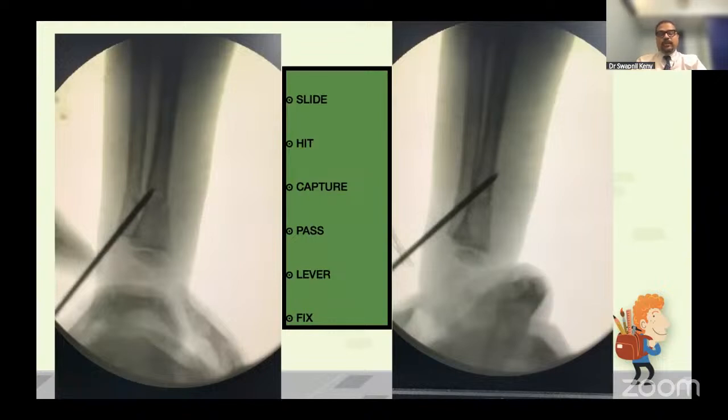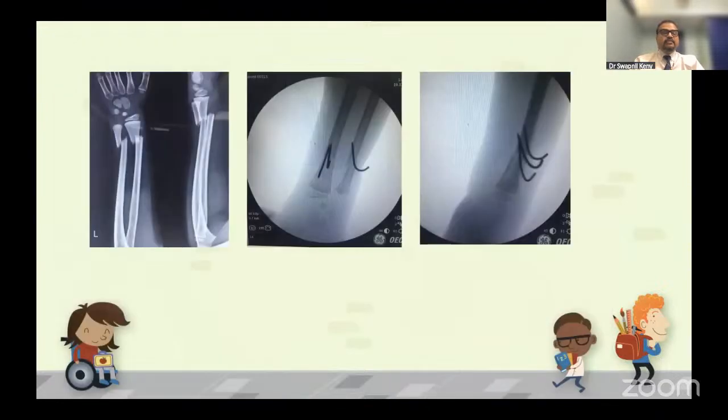So this is the way we fix these fractures. This is another patient, another case, a completely displaced distal radius and ulna fracture. It is a very unstable kind of injury. And of course, you can attempt a closed reduction, but you will not get one. You will get a bayonet reduction, which is okay.